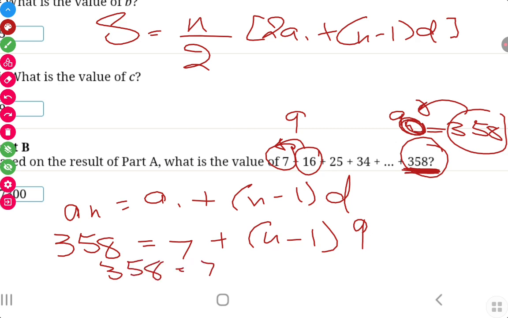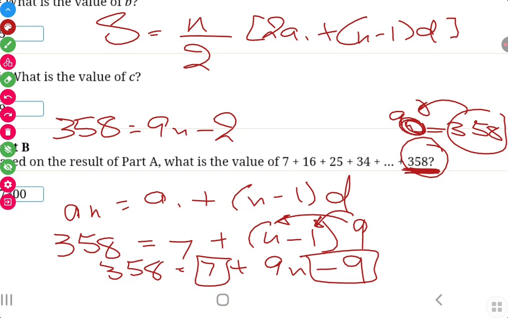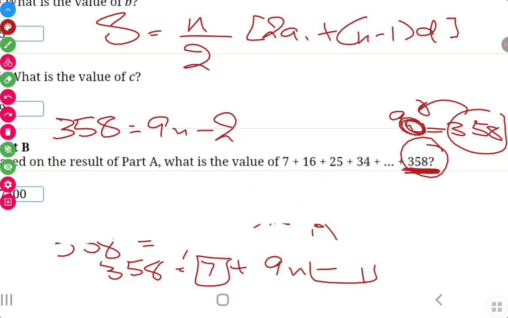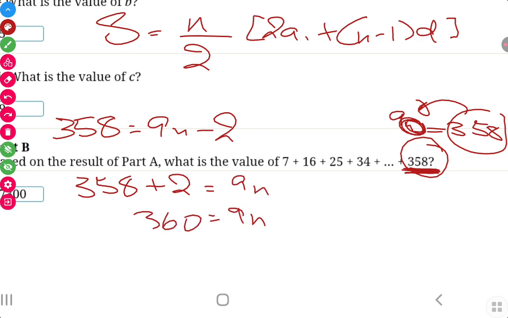So now we solve. 358 equals 7 plus, spread out the 9, 9n minus 9. You get 7 minus 9 is equal to negative 2. So 358 equals 9n plus negative 2. We bring the negative 2 to the other side, it becomes positive 2. So we get 358 plus 2 equals 9n, which is 360 equals 9n, and 360 divided by 9, n is equal to 40. Okay, so the number of terms is 40.